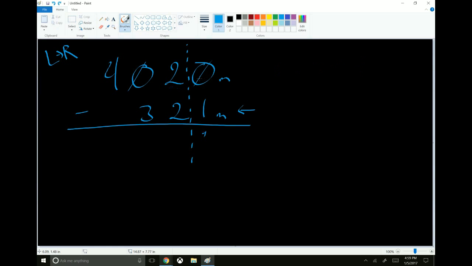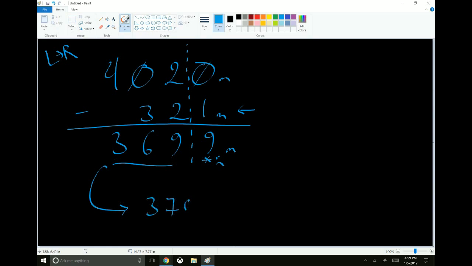So let's go ahead and do this math. You just do the math like normal: 3699. This is where the cutoff is, so these 3 are going to be counted in the answer. This one is not going to show up. So you round your answer: 3,700. Ooh, that's an interesting number.